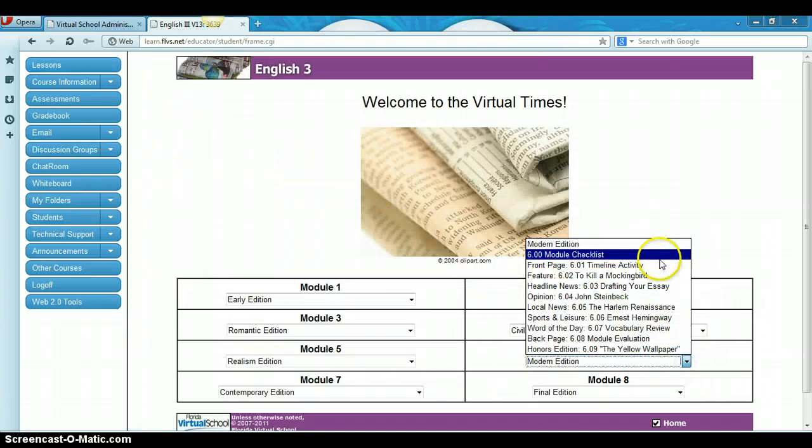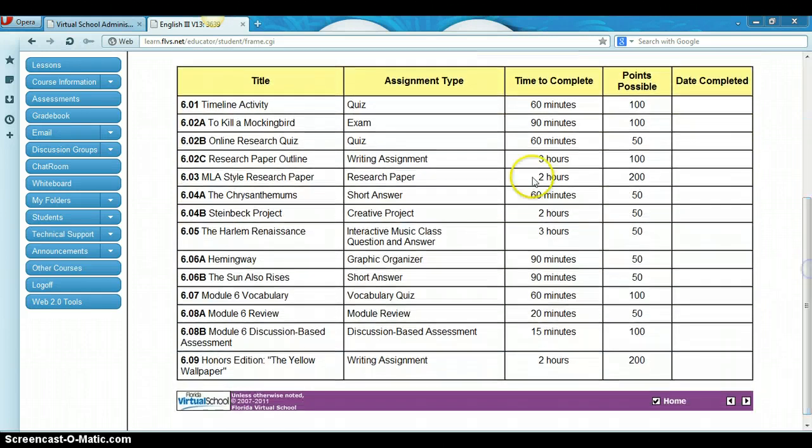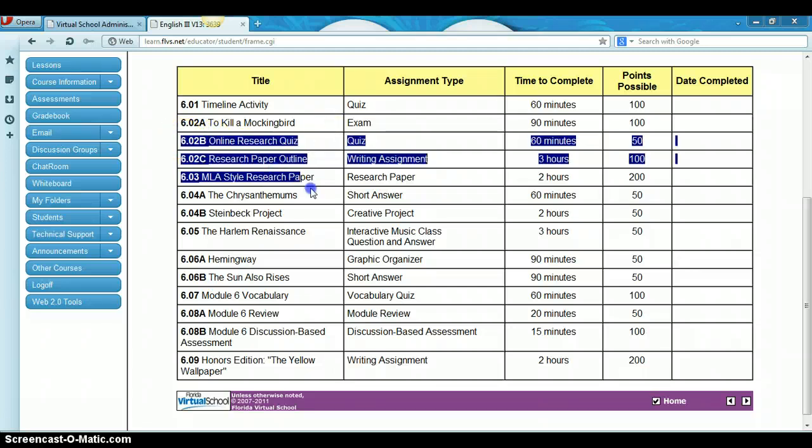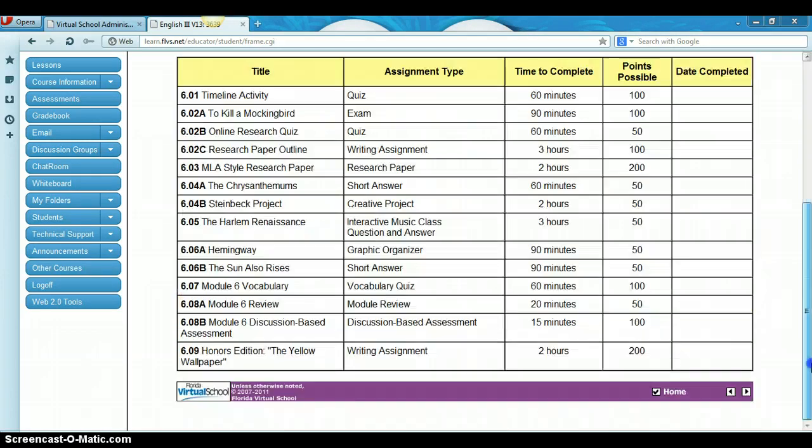Okay. Let's take a look at our Module 6 checklist just so we can see everything that needs to get done. You can see there is a timeline activity, which we're familiar with by now. The To Kill a Mockingbird exam is 602A. Here is the research paper that we talked about. Don't let that worry you. Remember, you've got that helpful video on the announcements page. So what we're going to go over in this video is obviously 601 and 602A. Then we're going to skip to 604 and work our way down. So let's go ahead and do that.